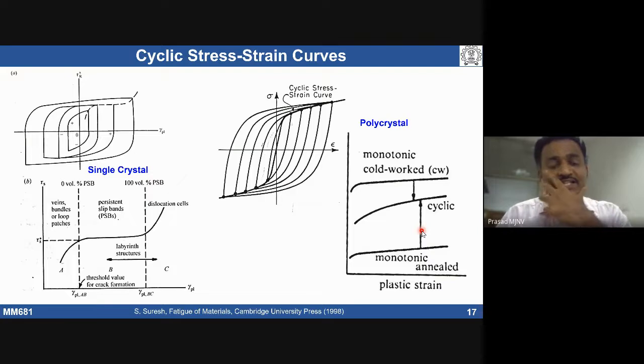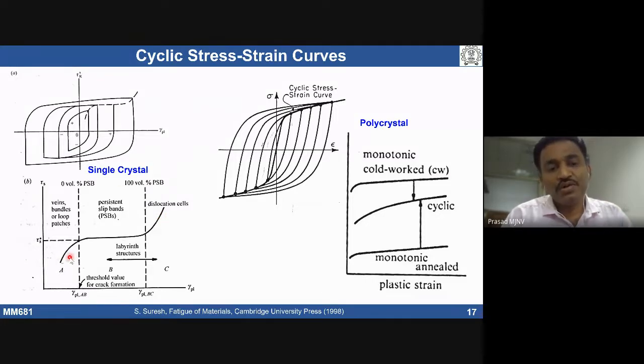If I take a single crystal, there also we subject the single crystal to fixed strain limits, and we establish these saturated loops, and connect the locus of each saturated loop. We get a stress-strain curve of one quadrant, the positive quadrant. So we get this kind of stress-strain curve under cyclic loading conditions.